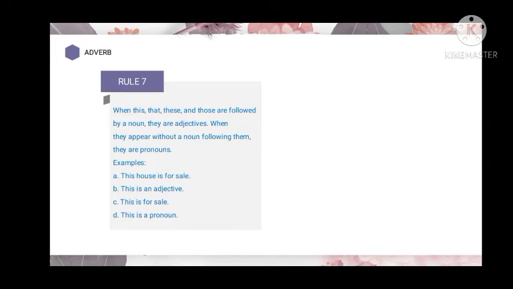Rule 7. When this, that, these, and those are followed by a noun, they are adjectives. When they appear without a noun following them, they are pronouns. Example: this house is for sale. This is an adjective. This is for sale. This is a pronoun.